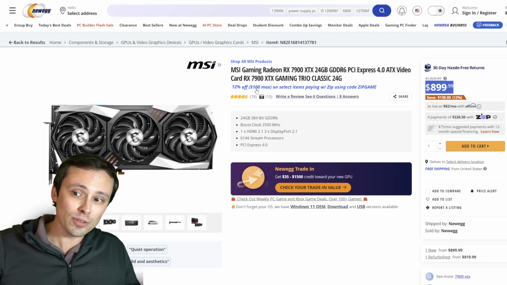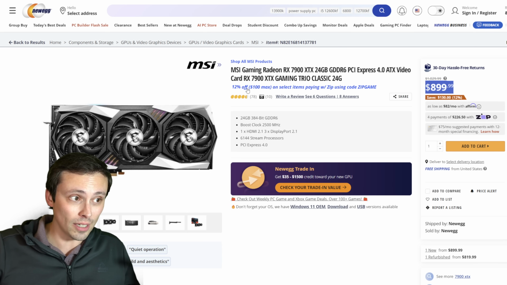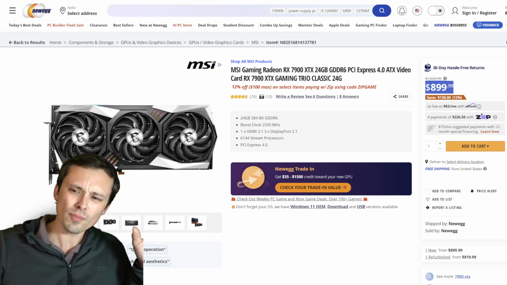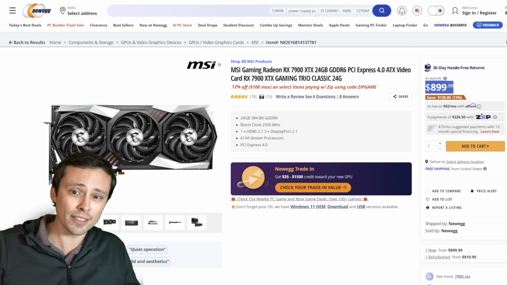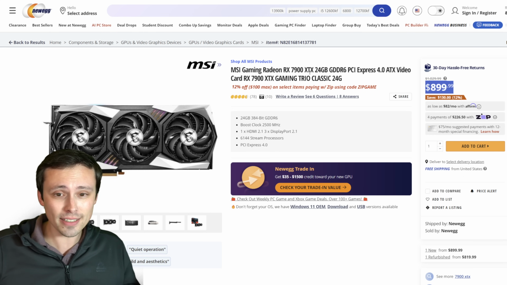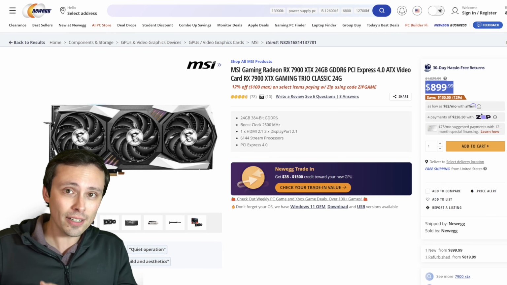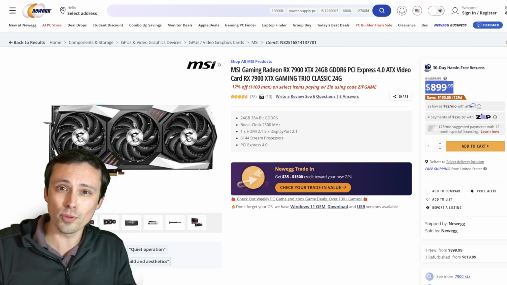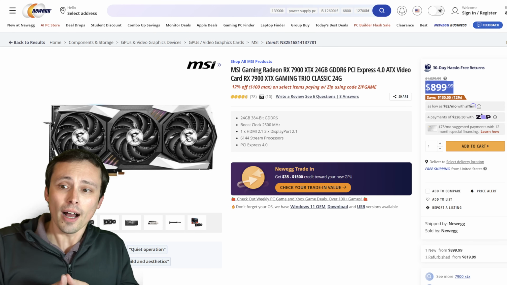This would bring it down another $100 because it would hit the $100 max on the 12% off. So this would be available at $800 for a 7900 XTX. And I do think the XTX is more interesting at $800 than it is at $900 because that puts it right up against the 4070 Ti Super.